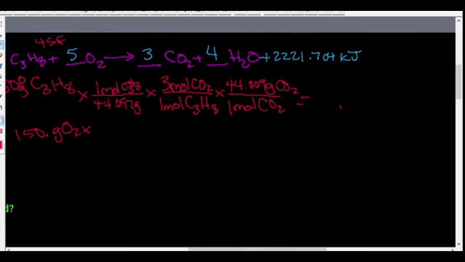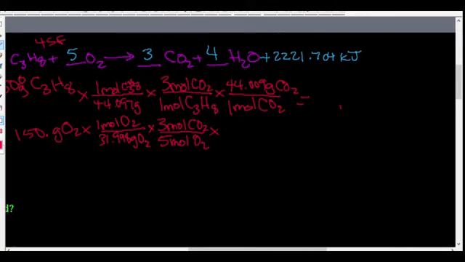And let's go ahead and set up the other one real quick too. So 31.998 grams of O2, right? Because it's O2, so 16 times 2, but the periodic table uses a little more precise number, in 1 mole of O2. Then for every 5 moles of O2, I'm going to make 3 moles of CO2. And then 1 mole of CO2 is going to give me 44.009 grams of CO2.